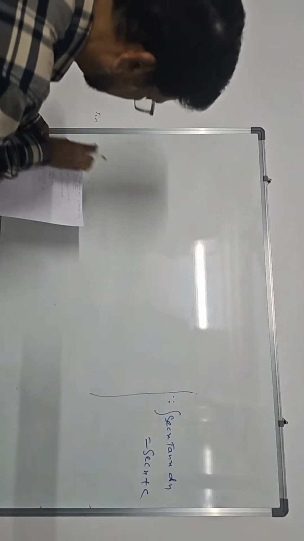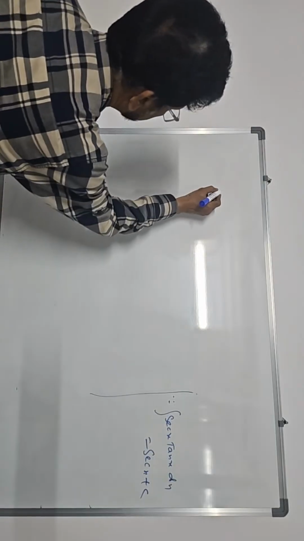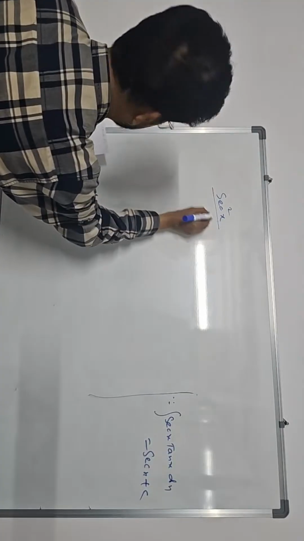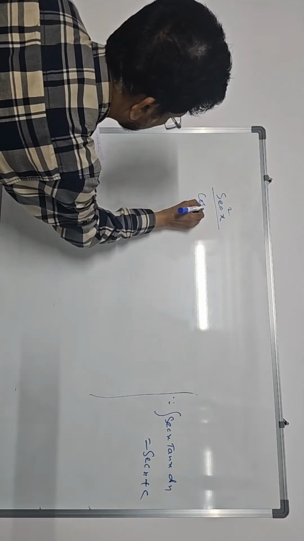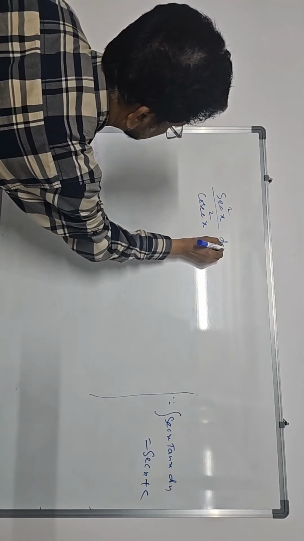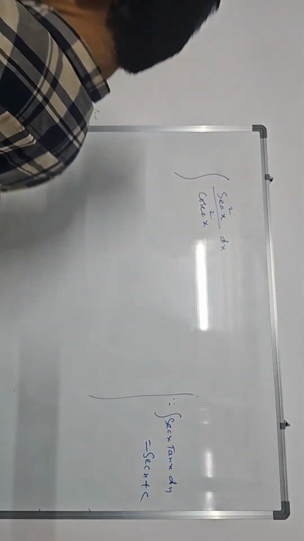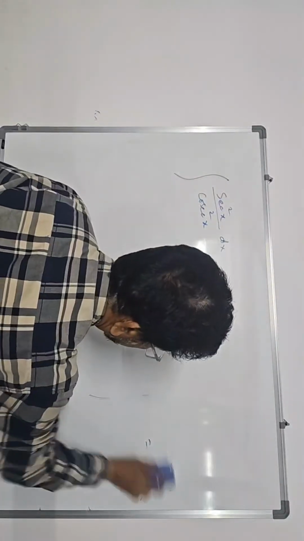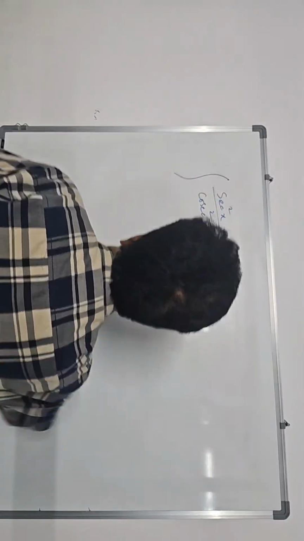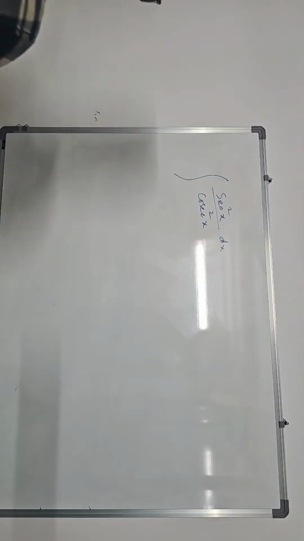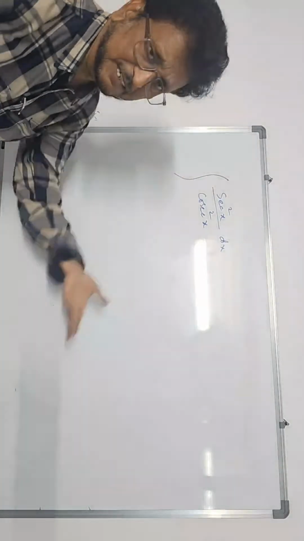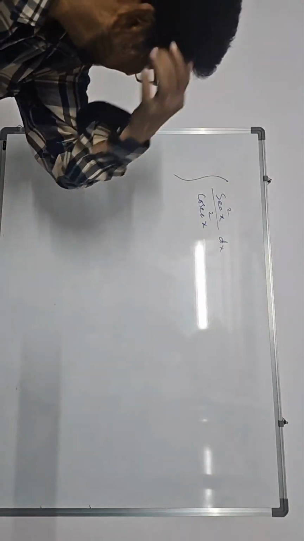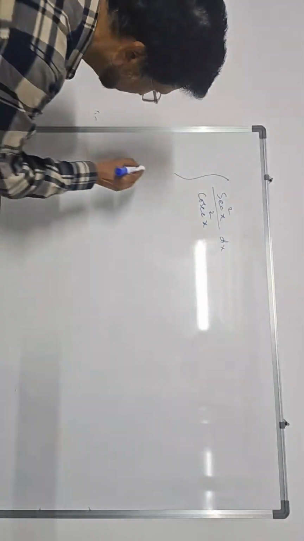Now the second problem I am taking. Third problem: sec square x by cosec square x. It is a tricky problem. Some trick you have to utilize to solve it. Integration of sec square x is tan x, you know, but in the denominator we have cosec square. That creates a problem. We shall do it.